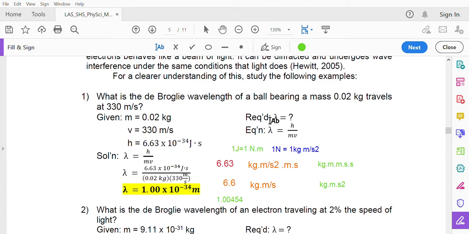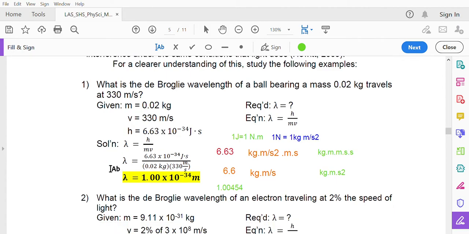So what is required? What is being asked in the problem? It is the de Broglie wavelength. And the equation for the de Broglie wavelength was given above as h divided by the mass times the velocity or the speed. Okay, our next step would be the solution. In the solution, you only have to substitute the given data into the formula.